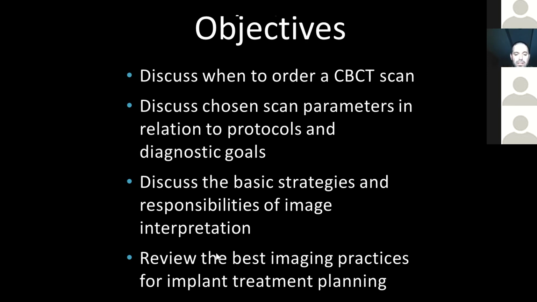We'll dive into the basic strategies and responsibilities of image interpretation. I alluded to a little bit of that in kind of how to use the slices, how to use the MPR view, and how to use that arch section view tonight. We'll build on that discussion. And then I'll wrap up next week with a discussion of the best imaging practices for implant treatment planning. And with that, I'm going to try and answer a few questions here.